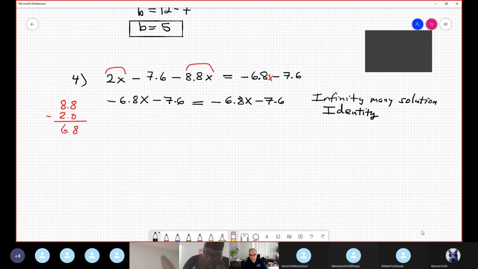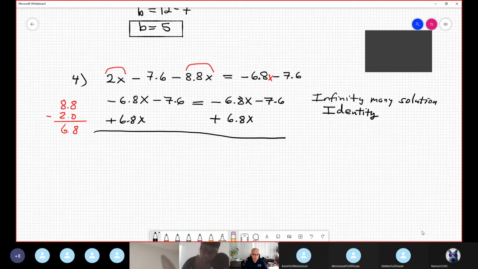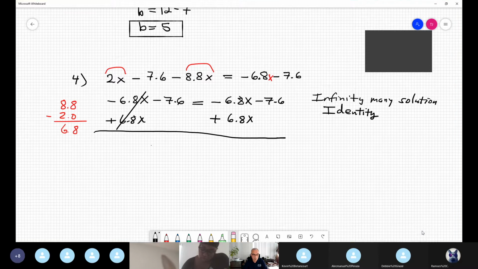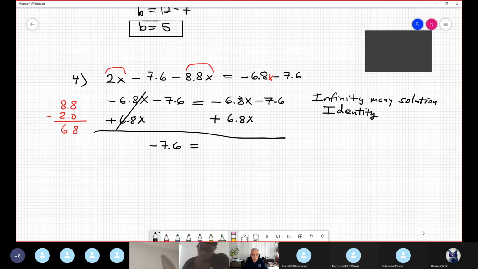So say you see, well, professor, I don't know. I can't continue working. Of course you can continue working. Look at that. If you add in here 6.8x, you add in here 6.8x, this is 0. Cancel out. And bring down minus 7.6. In the right-hand side, we have exactly the same. Therefore, this is a completely true statement. And when it's a completely true statement, there are infinitely many solutions.